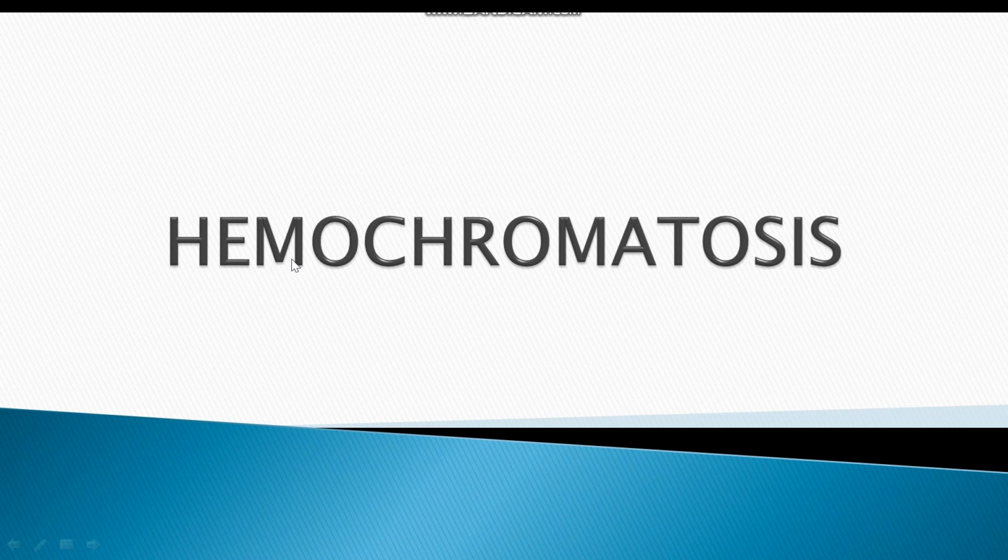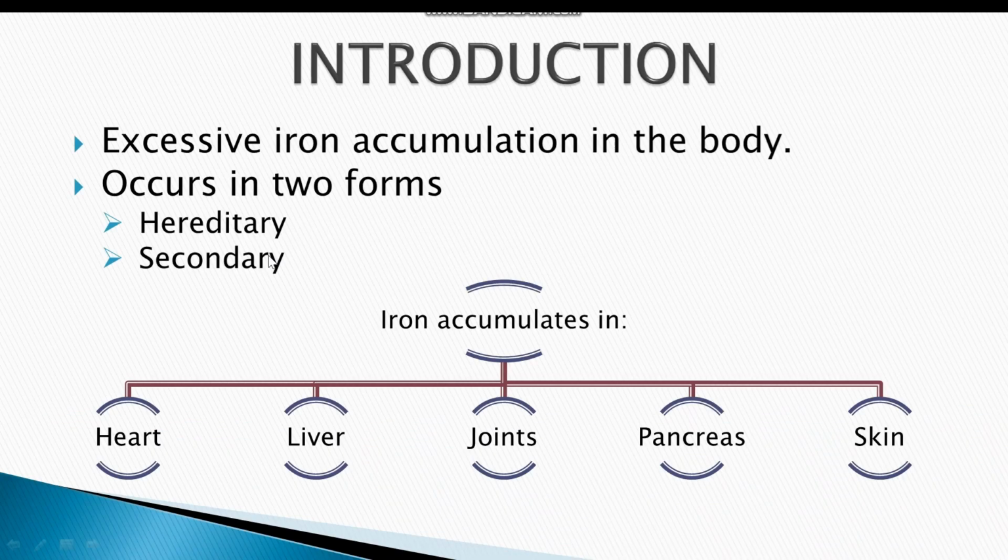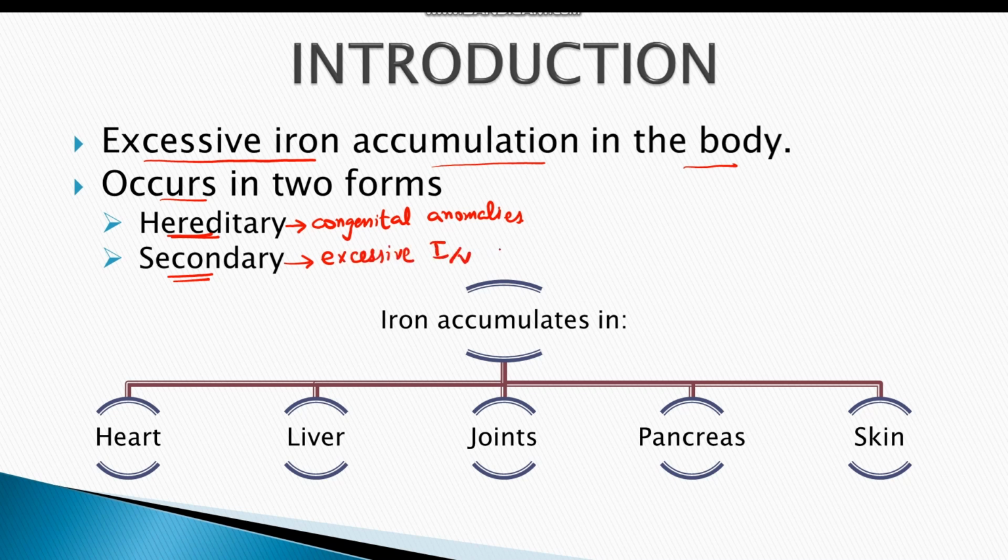Bismillahirrahmanirrahim. The topic of our discussion is hemochromatosis. So hemochromatosis is caused by excessive iron accumulation inside the body. The disease occurs in two forms, which could be either primary, also known as hereditary, or secondary. Hereditary hemochromatosis occurs as a result of congenital anomalies in iron metabolism, whereas secondary hemochromatosis occurs due to excessive administration of intravenous iron.